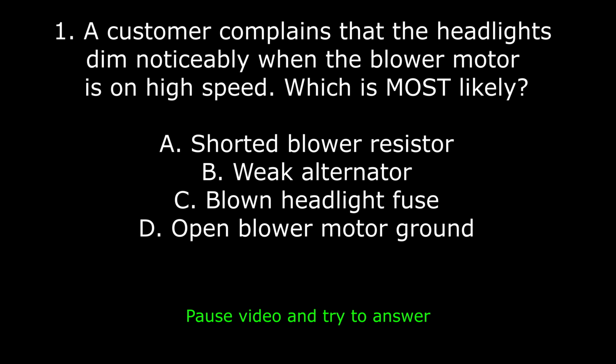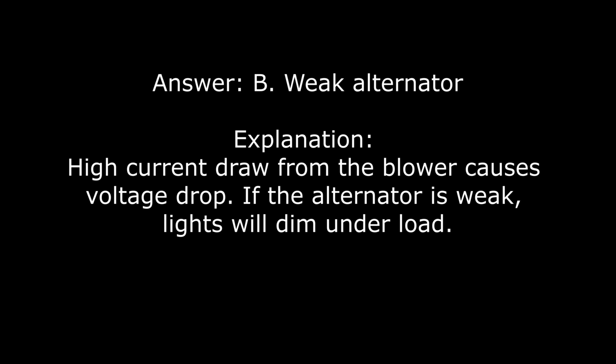1. A customer complains that the headlights dim noticeably when the blower motor is on high speed. Which is most likely? A. Shorted blower resistor. B. Weak alternator. C. Blown headlight fuse. D. Open blower motor ground. Answer: B. Weak alternator. Explanation: high current draw from the blower causes voltage drop. If the alternator is weak, lights will dim under load.